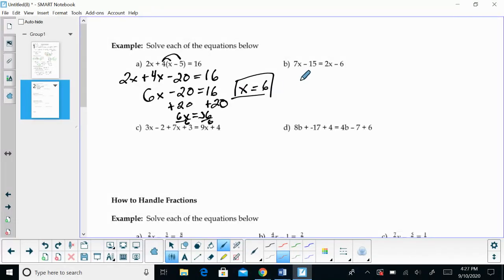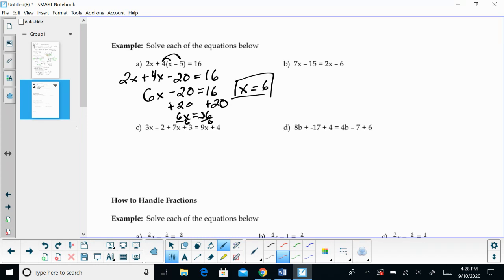Coming over to example B, this time I do not have anything to distribute. There are no parentheses. So I'm going to see if I can combine like terms or get all my x's on one side. In this case, I have an x on my left side and my right side. So I'm going to choose to move one of them. You can move the 7x or the 2x. It doesn't matter. I always try to move in such a way so that I'm left with a positive number.